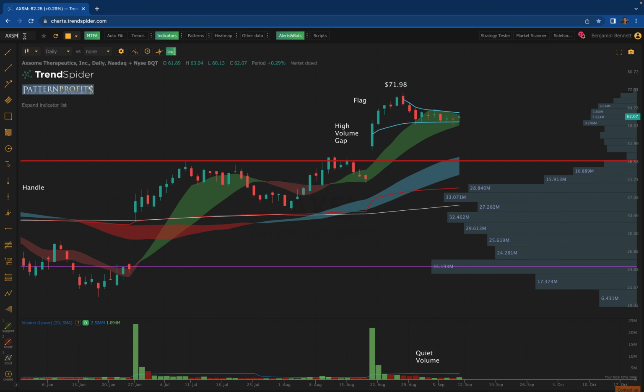I do have a position here, AXSM, looking for the flag breakout. Will be nice if big volume comes in too, like we've seen a couple times in the past.